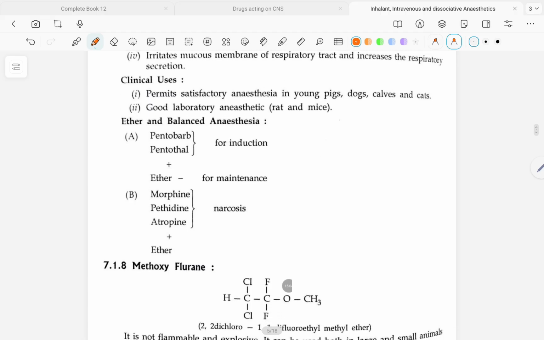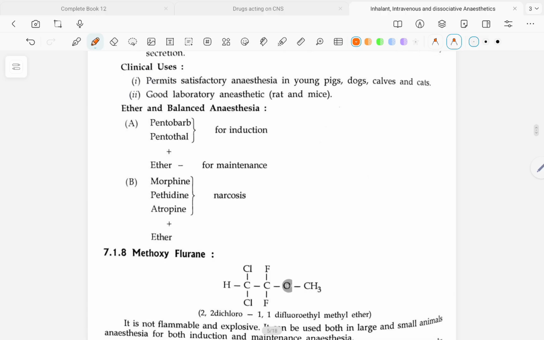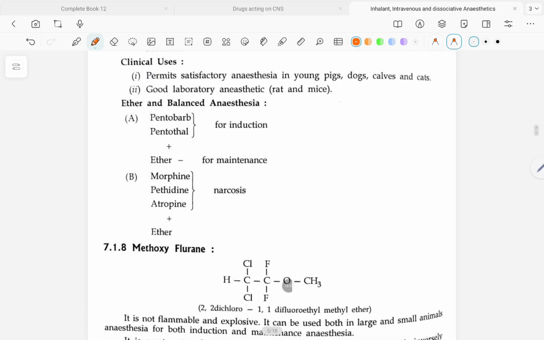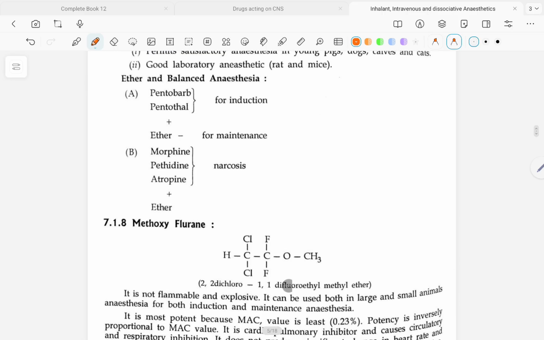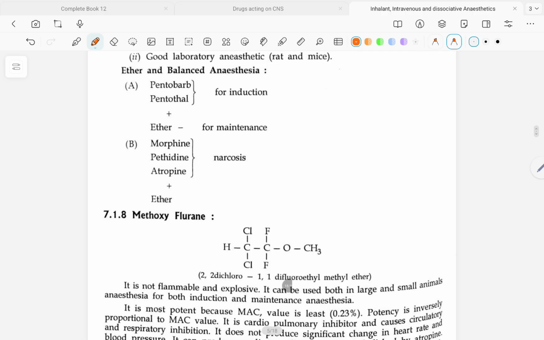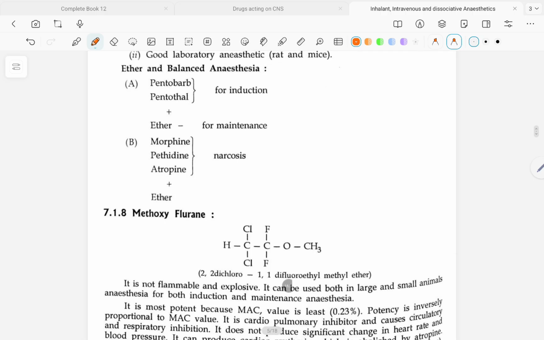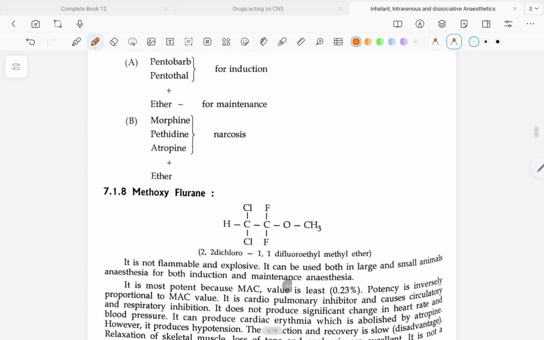Clinical usage: permits satisfactory anesthesia in young pig, dog, calf and cat. Good laboratory anesthetic for rat and mice. Ether and balanced anesthesia. Pentobarbital, pentothal for induction, ether for maintenance. Morphine, pethidine, atropine, neuroleptic plus ether.